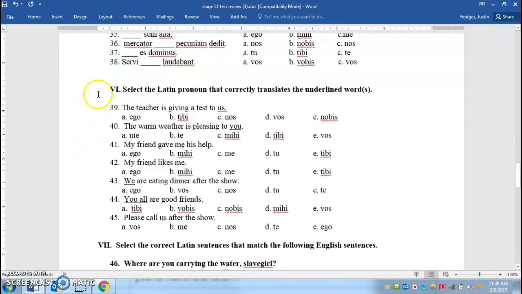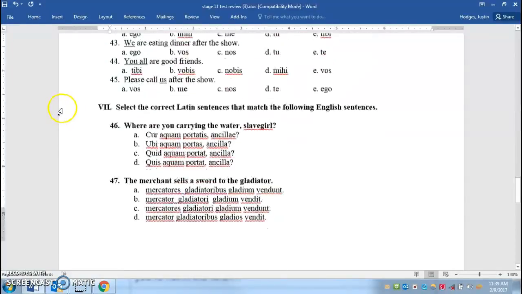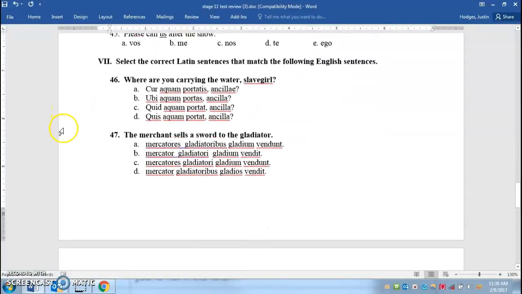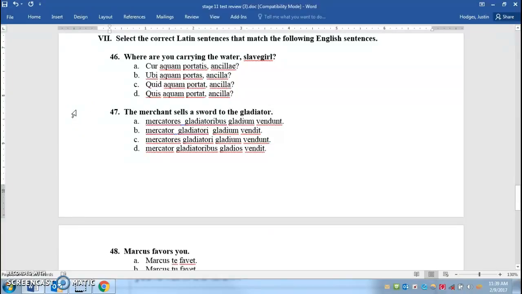Section 6 is basically an extension of section 2. Once again, if this confuses you, go back and look at the section 2 video. Then lastly, we have section 7. Select the correct Latin sentences that match the following English sentences. These questions really test your basic test-taking skills. What I would suggest is identifying the verb in the sentence, figuring out its tense and person, and then moving on and trying to eliminate as many options as possible.